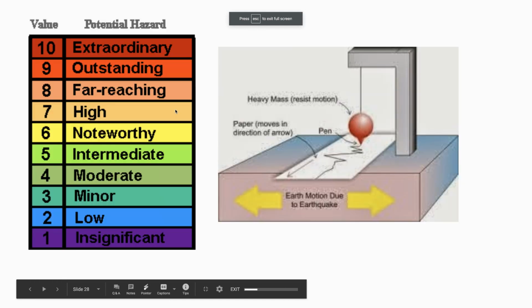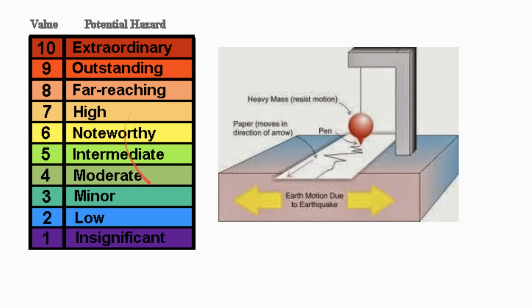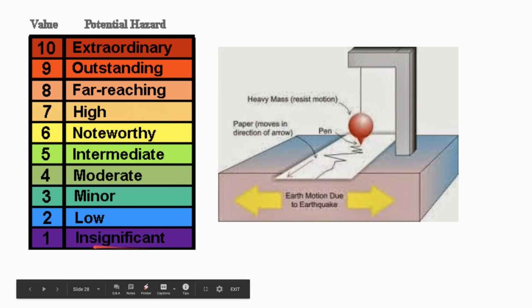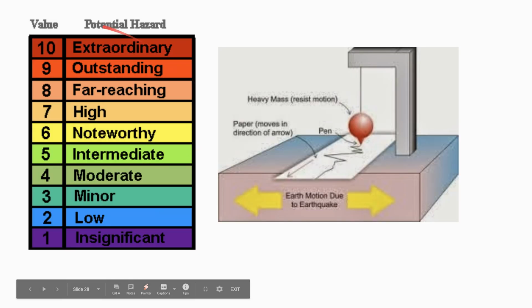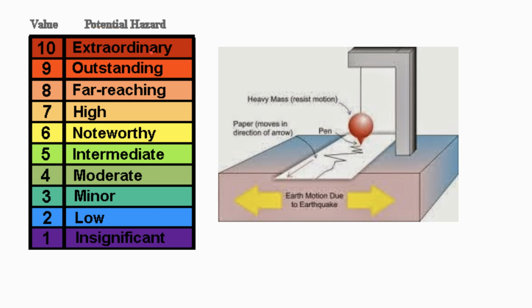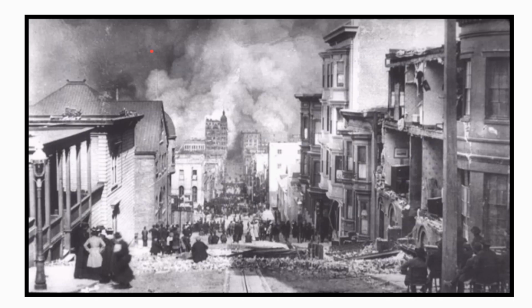So earthquakes, we rate them on something that's called a Richter scale. Insignificant. Sometimes there's earthquakes that happen and we don't even know they happen. They are insignificant up to extraordinarily damaging, where it's just utter destruction.